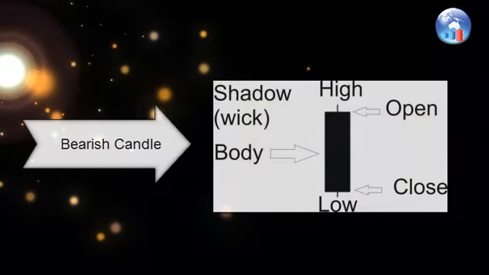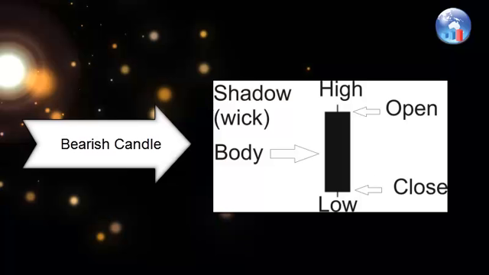A bearish candle signifies that the closing price is lower than the opening price at a particular time frame. This signals a downtrend movement. The length of the candlesticks varies among different time frames. The longer the body, the larger the downward price movement.